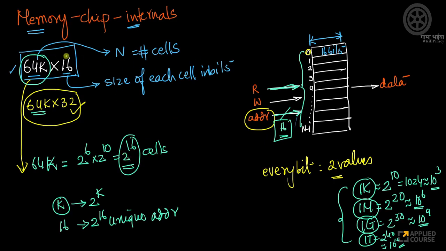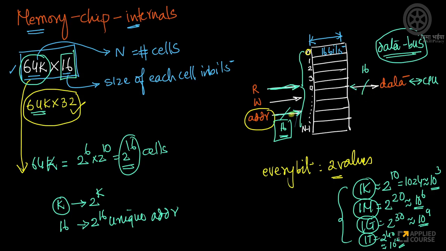Now the second part here is also 16, which means any data that I transfer to the CPU, or that I get from the CPU to write or read to this memory chip, has to be 16 bits. So this data is also 16 wires, which go to the CPU. That is called the data bus. The word bus here basically means it's a collection of wires.